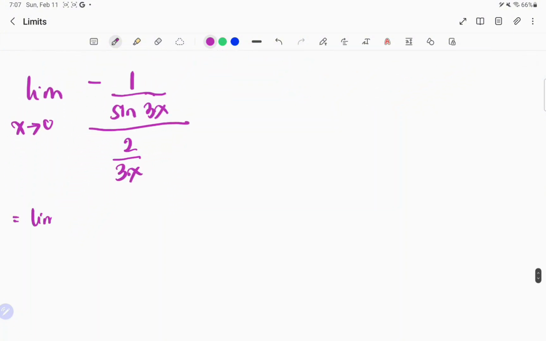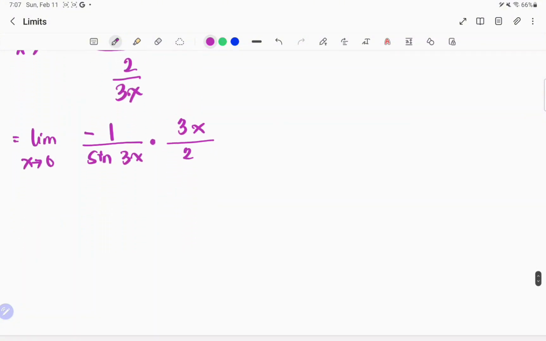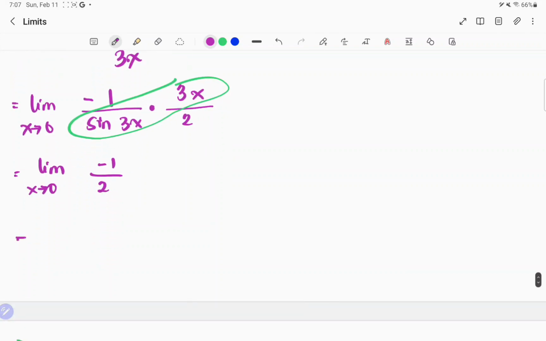It will become the limit of negative 1 over sine 3x times the reciprocal of the denominator, which is 3x over 2 as x approaches 0. So this is already equal to 1. That's 3x over sine 3x is equal to 1, meaning we are being left with the limit of negative 1 over 2 as x approaches 0, and the limit of a constant is still a constant, meaning the final answer here is negative 1/2.